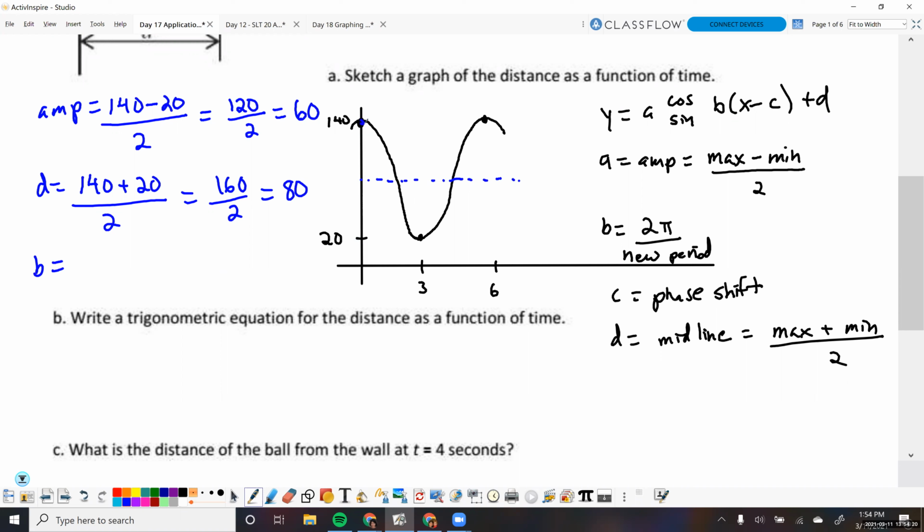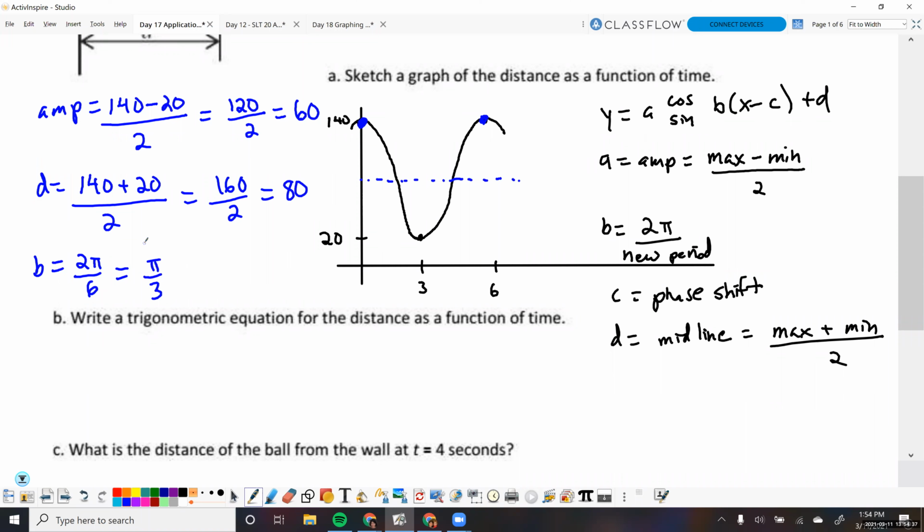Jake looked top to top. He saw it was 6. And so 2 pi divided by 6 reduces to what? Pi over 3. Good work. All right. So all we need is the phase shift and the function type.